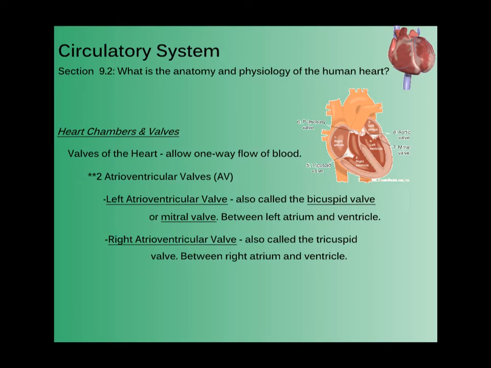So you have the left AV and right AV, which separate blood from the atrium and the ventricle. And remember, the big thing with valves is they allow for one-way flow of blood. It can only go from atria to ventricle. If it goes backwards, those doors will immediately shut.